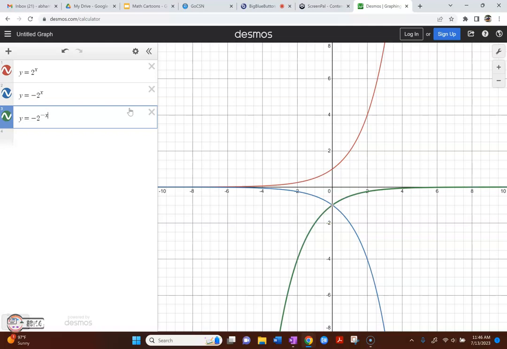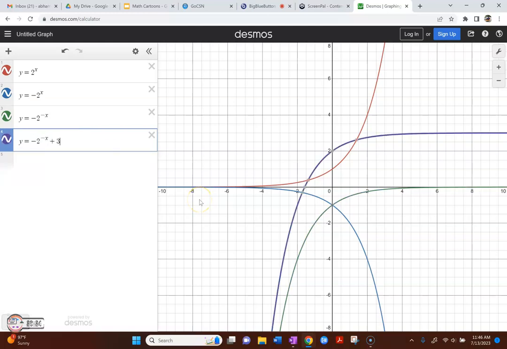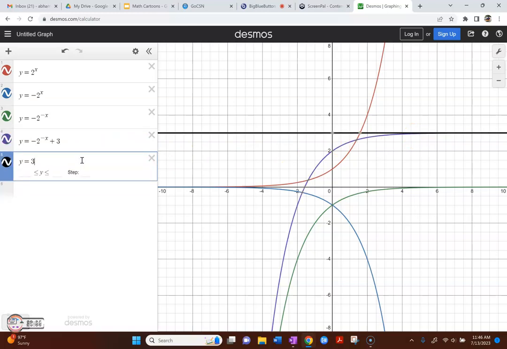Hey, that's nice. I think ours was also in green when we flipped it about the y-axis. And then we're going to take that one in green and bump it up 3. And there it is in purple. There's our last one in purple. And maybe you can see that y equals 3 in black is the horizontal asymptote of that one in purple. So there's the transformations on that.